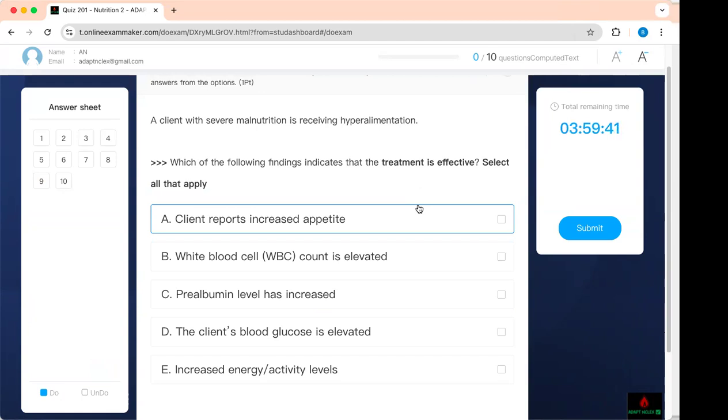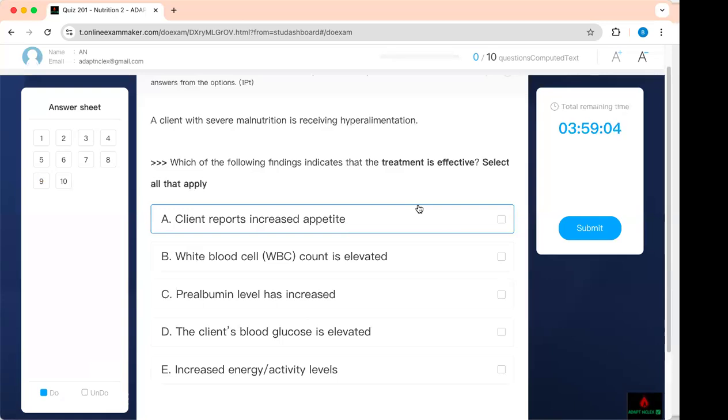What treatment? A client with severe malnutrition is receiving hyperalimentation. I decided to use some of the big words that they will use that will confuse you. Don't worry about it. Sit back and listen. Think about it. First thing, treatment is effective. That means it's working. That's the buzzword. Second one, severe malnutrition. That means the individual is malnourished. Three, another buzzword, receiving hyperalimentation. That means you're feeding them. What kind of feed? Most of the time, hyperalimentation is TPN.